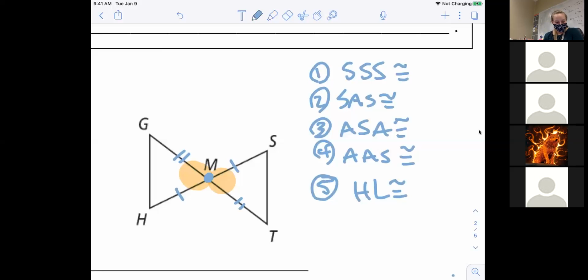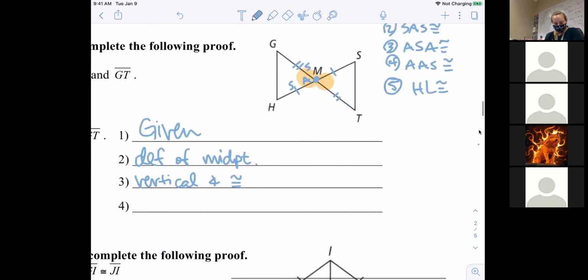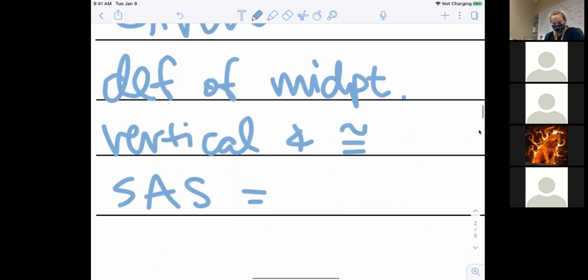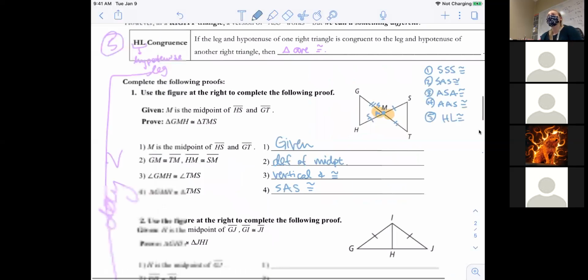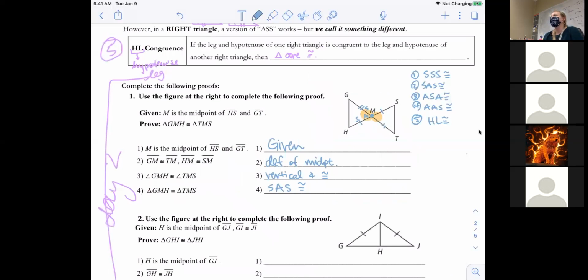SAS, very good. I've got side, angle, side. I saw some hands and I heard a couple people say it, so good job. Side, angle, side, congruence, that's it. Congrats, you did your first congruent triangle proof. Great job. Let's do another one. Questions on that one before I move on?